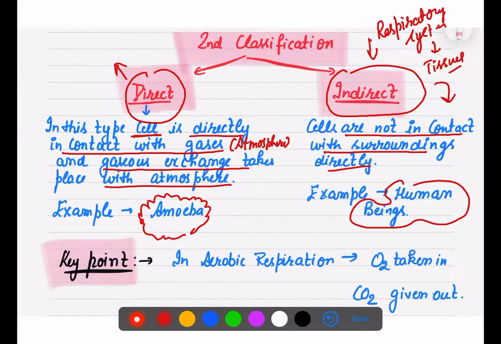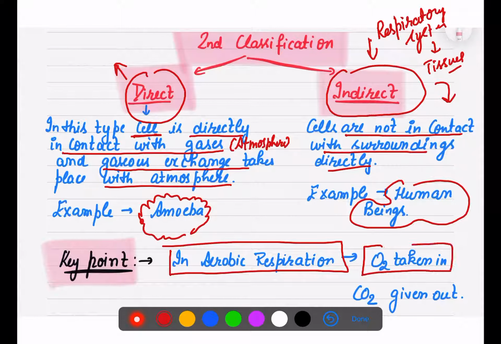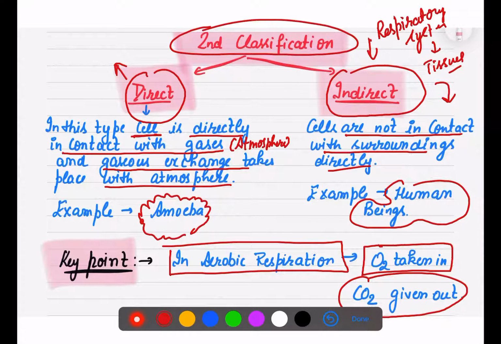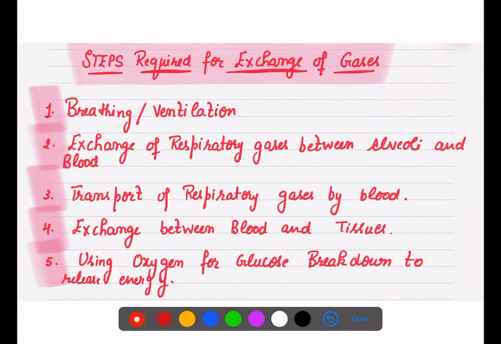So in aerobic respiration, what actually happens? Oxygen is taken in, we are taking in oxygen, and carbon dioxide is given out. So the second classification is direct and indirect, depending on the contact with the atmosphere.